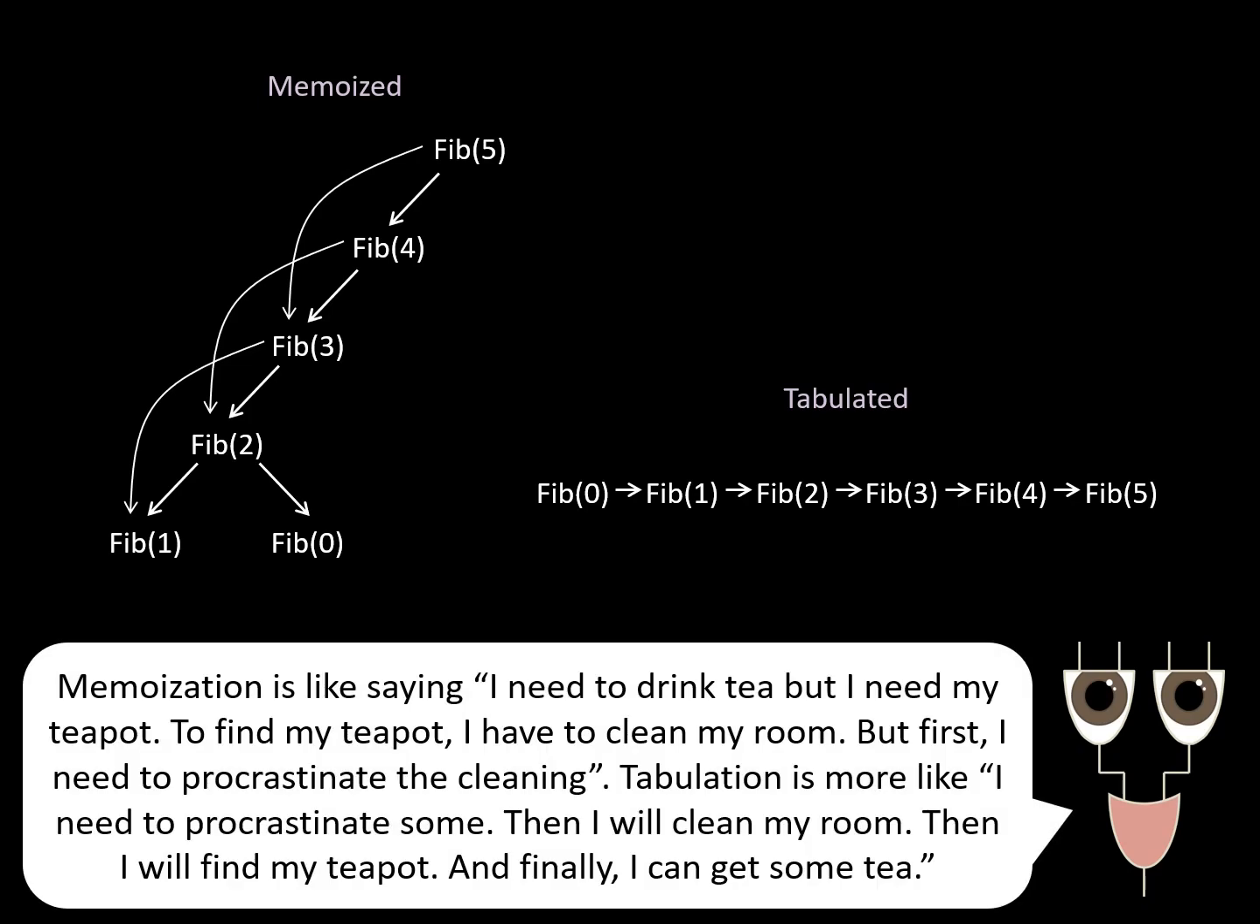Memoization is like saying, I need to drink tea, but I need my teapot. To find my teapot, I have to clean my room. But first, I need to procrastinate the cleaning. Tabulation is more like, I need to procrastinate some, then I'll clean my room, then I'll find my teapot, and then finally, I can get some tea.